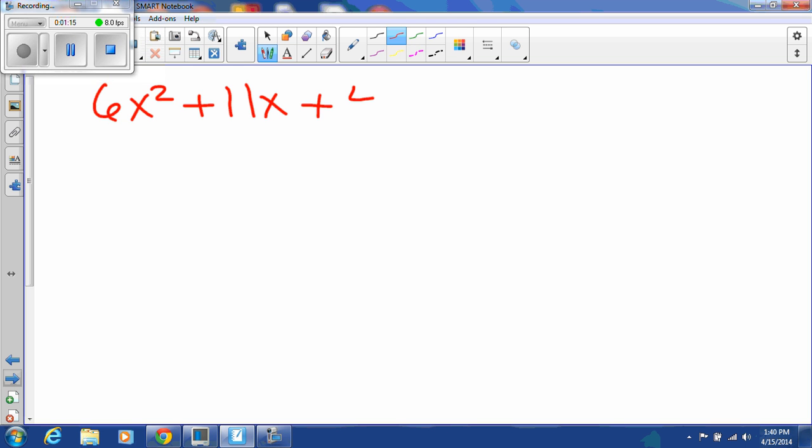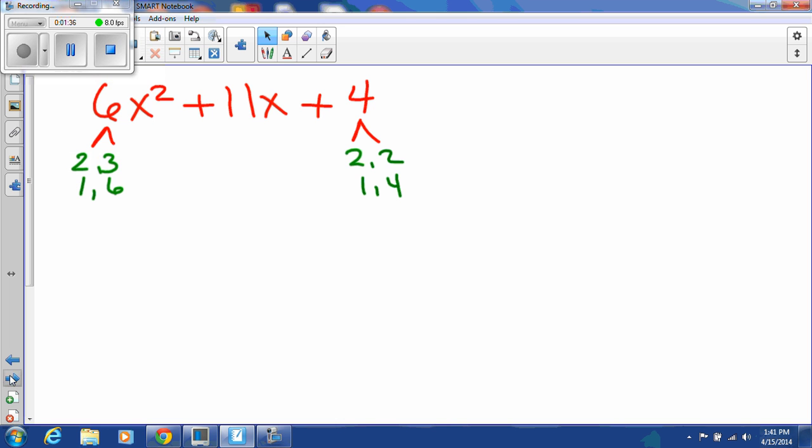We're going to do this by thinking about the factors of the coefficient of the x squared term and the factors of the constant. The factors of 6 are 2 and 3, or 1 and 6. Factors of 4 are 2 and 2, or 1 and 4. We're going to factor this trinomial by guess and check, using these factors.